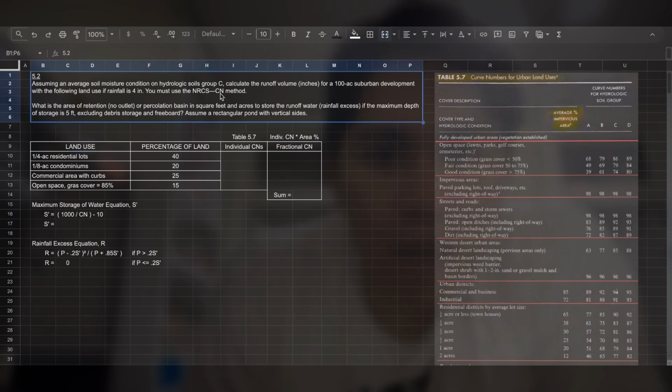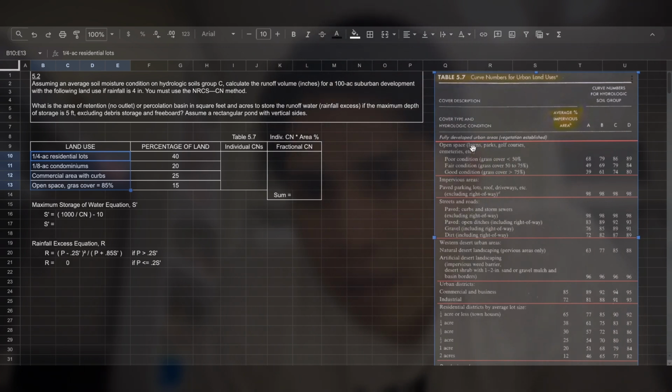In our case, we are told that our soil type is group C, and we have these different land uses. In table 5.7, we can find different land uses and soil types A, B, C, and D. Usually, these represent different types of soil. Okay.